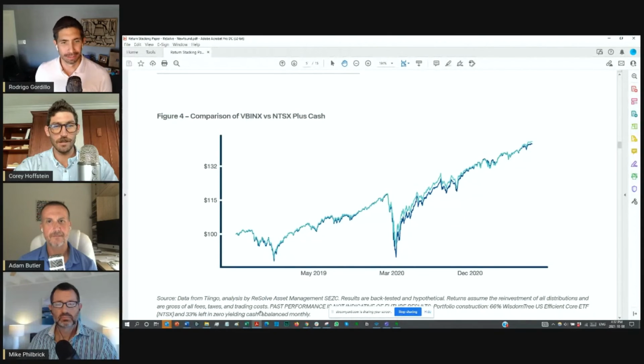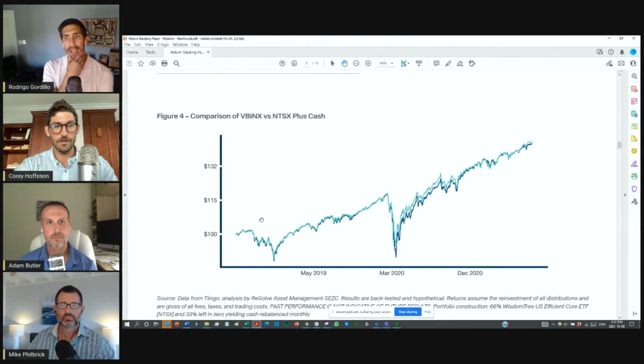Yeah. And I will say what's interesting is, if I can share my screen, when we compared the 67 cents on the dollar in NTSX and the 33% in not even cash, I literally just made it zero yielding cash, in contrast to the Vanguard Balanced Fund. All right, I'm sharing right now. You guys see my screen? We can. Now we can.